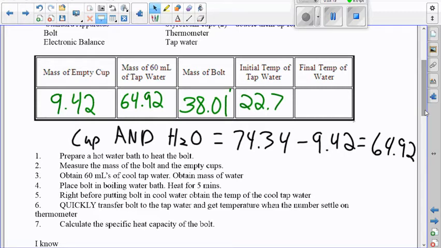All right, so now what I'm going to do is I'm going to take this bolt, I'm going to plop it into the water and get that final temp.